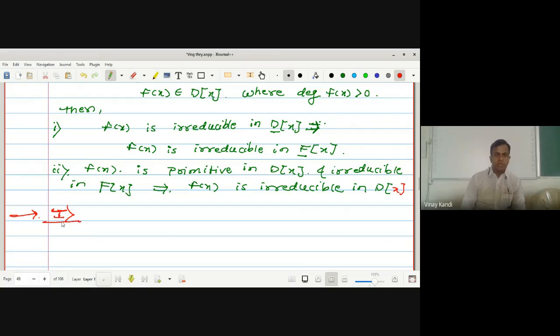Part 1. Okay, now tell me what is the contrapositive statement of this one, if this is p and this is q. Here we have p implies q. Now what is the contrapositive statement of this one? Negation of q implies negation of p.